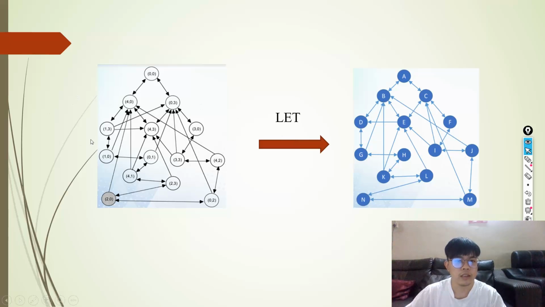On the left-hand side, we have a mapping of the pathway from (0, 0) to our final answer, which is (2, 0). We simplify the graph on the left-hand side into the right-hand side. We use alphabets to represent each step.